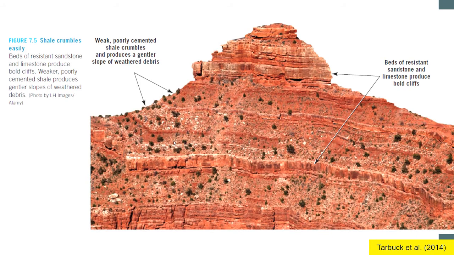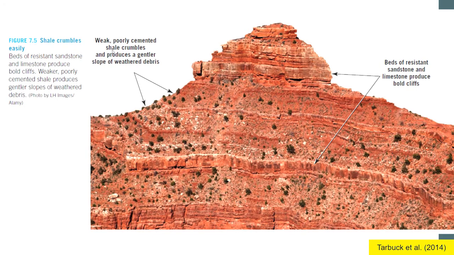Now remember that these sedimentary rocks used to be underwater, so they just underwent geological uplift. They were pushed upwards and now become parts of mountain formations. You can see that several types of sedimentary rocks suggest the type of sediments that were formed during those periods in history. So they say that weak, poorly cemented shale, the ones found on this part of this formation, produces a gentler slope of weathered debris.